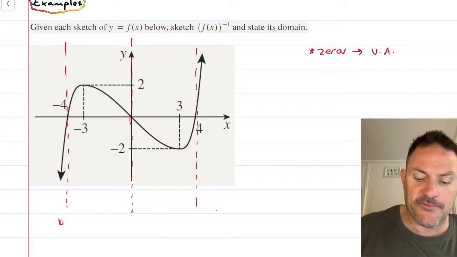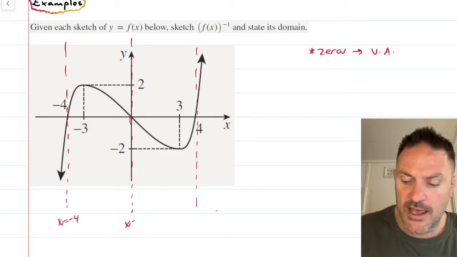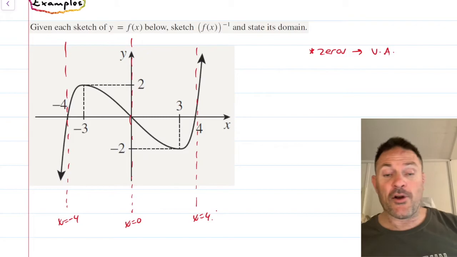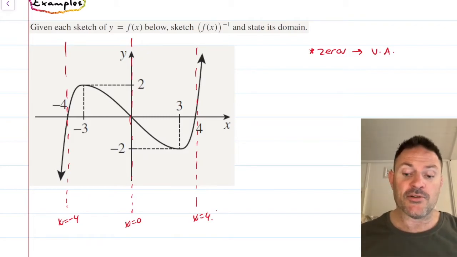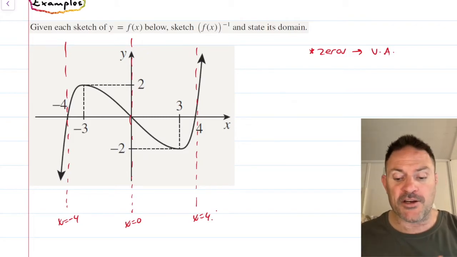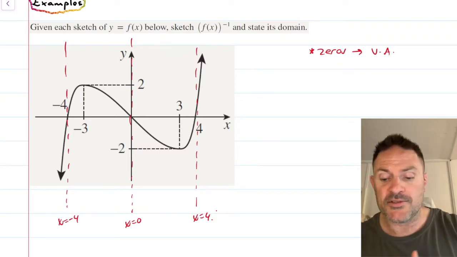x equals -4, x equals 0, and x equals +4. All of a sudden, I know what my domain is going to be, most likely. It's going to be the same as the parent function, but it can't equal those three values.